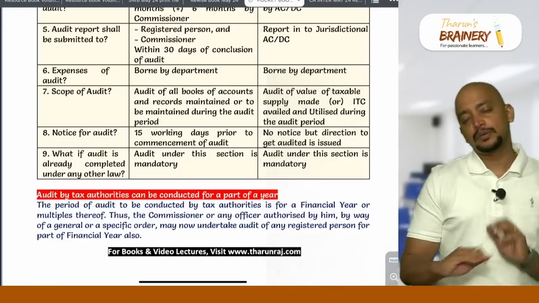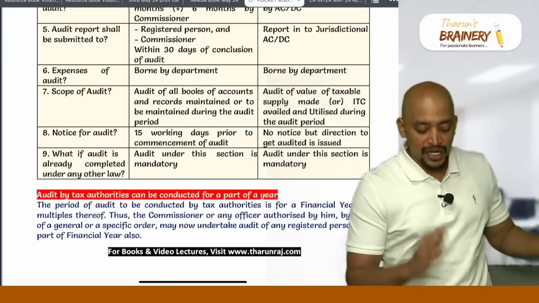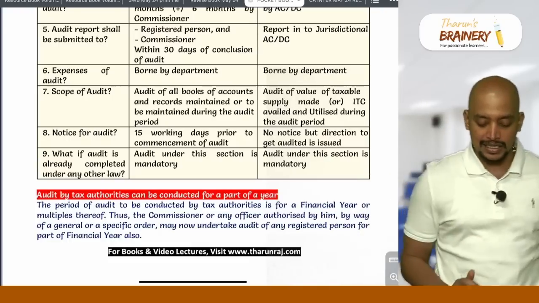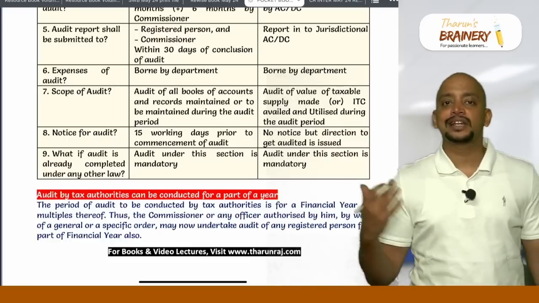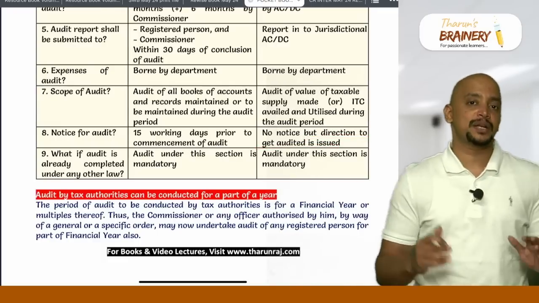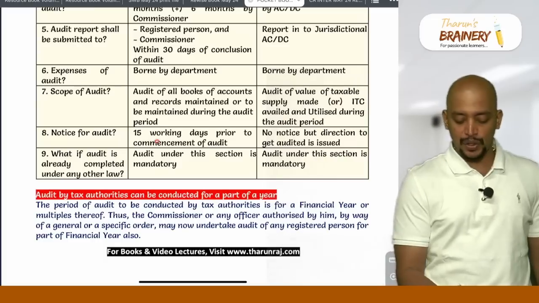And expenses will always be borne by the department. Scope of audit: in department audit, everything can be verified, whereas in special audit the scope is restricted only to valuation and ITC. And notice is not there in case of special audit, just a direction to get audited is issued, but in case of department audit, a 15 working days prior notice will be given before commencement of the audit.